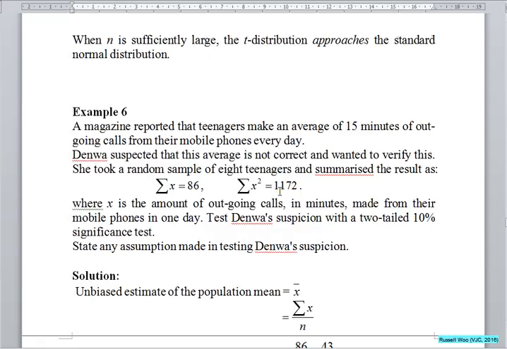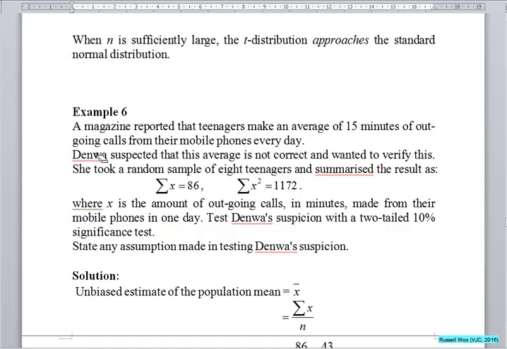This magazine suspected. What is Denwa? Denwa is a name. Got such a name? Hey, cannot laugh at people's names. What if somebody in this LT has this name? Got or not? Better don't laugh at people's names. Sorry, I apologize first, okay?